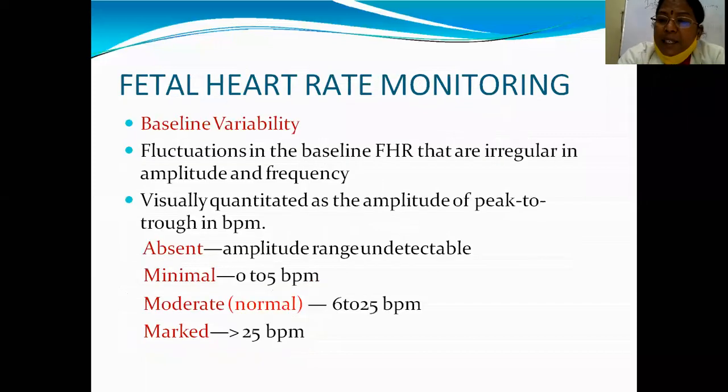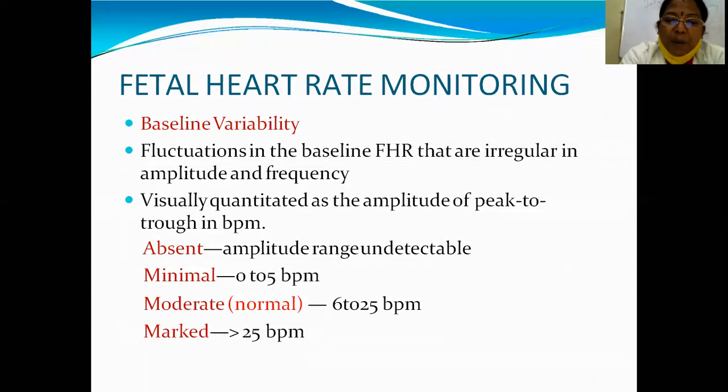So that is the baseline. We should observe the fetal heart rate for at least a period of 2 minutes when there are not many changes in the fetal heart rate, so that only a 5 beats per minute differentiation is there.